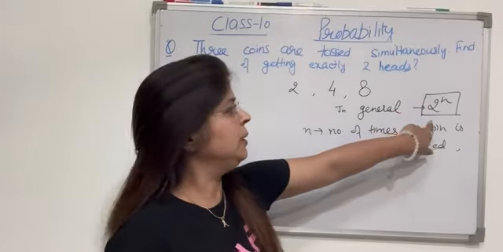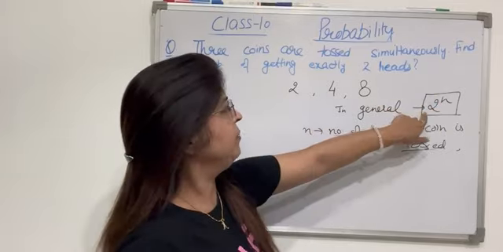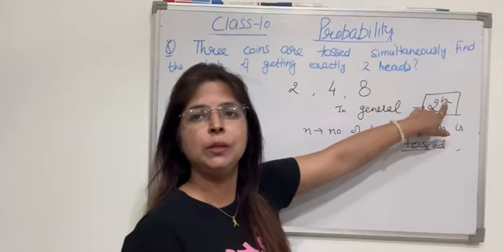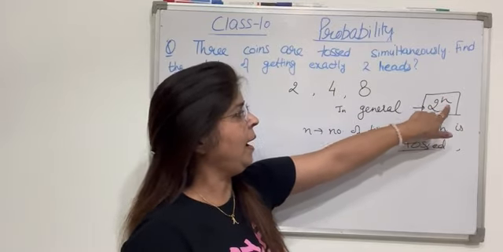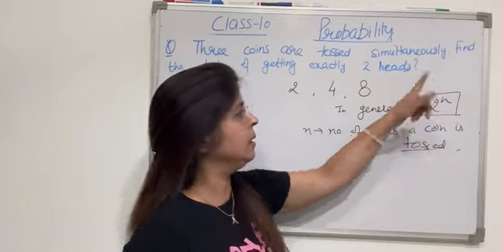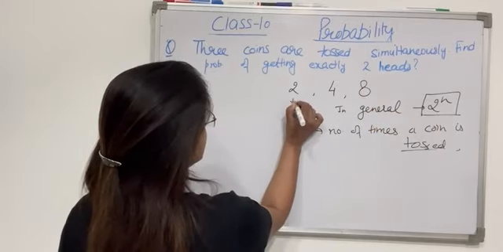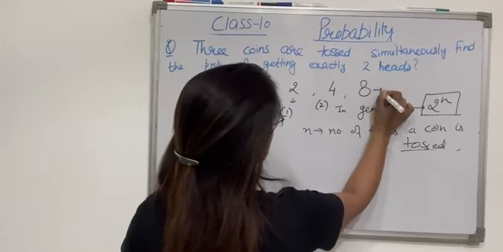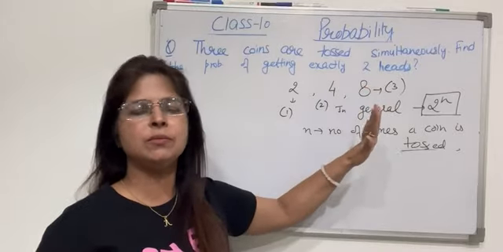If n is 1, 2 raised to the power 1 is 2. If n is 2, if the coin is tossed 2 times, 2 raised to the power 2 will be 2 2s are 4. For 3, 2 raised to the power 3 is 8: 2 2s are 4, 2 4s are 8. So this is for 1 coin tossed, this is for 2 coins tossed, and this is for 3 coins tossed. Now we know that the total possible outcomes will be 8.